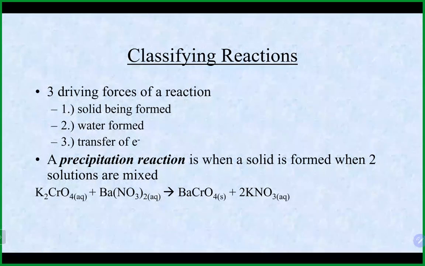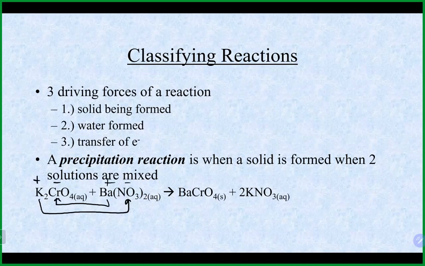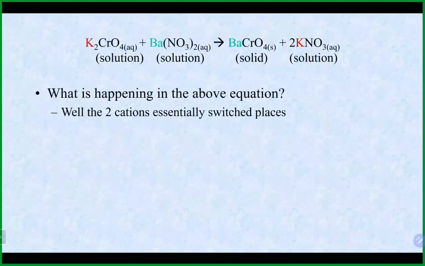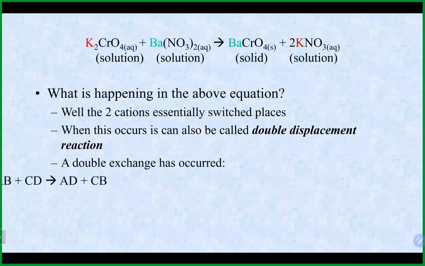As we saw earlier, a precipitation reaction is a double displacement reaction. Again, this is another one: positive, negative, positive, negative. Once again, our guys are switching partners on the other side, where our potassium ends up with the nitrate, and in this case, our barium ends up with the chromate. It is considered a precipitation reaction because a solid is formed.